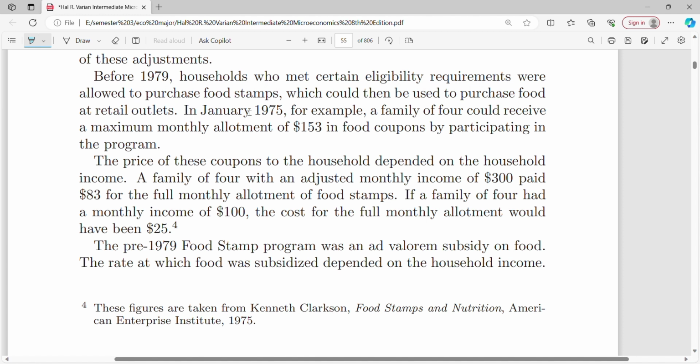In January 1975, for example, a family of 4 could receive a maximum monthly allotment of $153 in food coupons by participating in this program. The price of these coupons to the household depended on the household income.